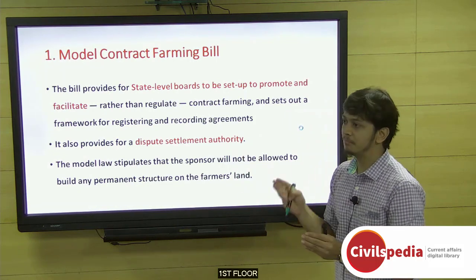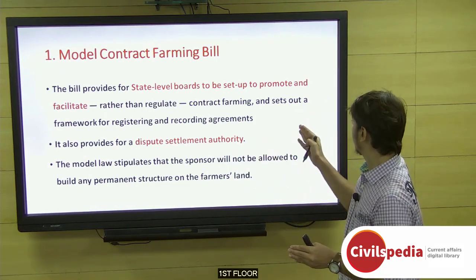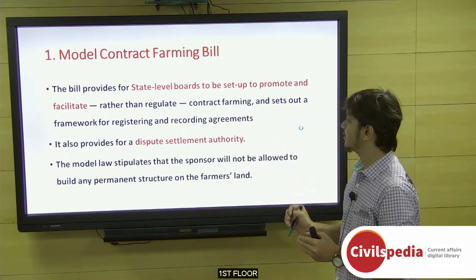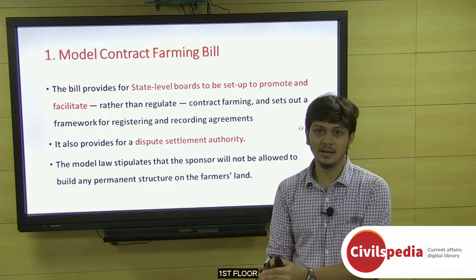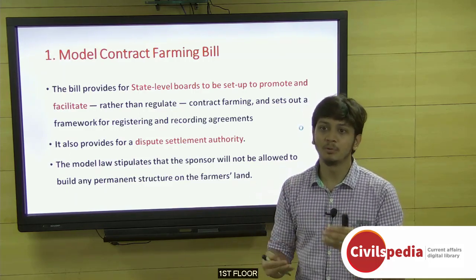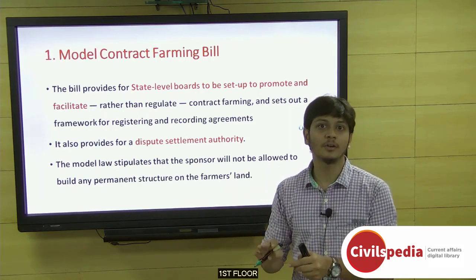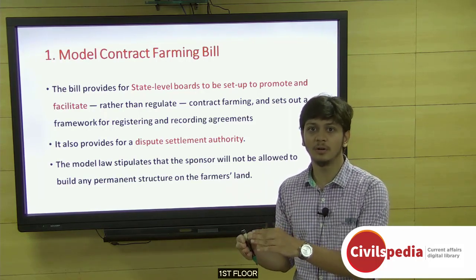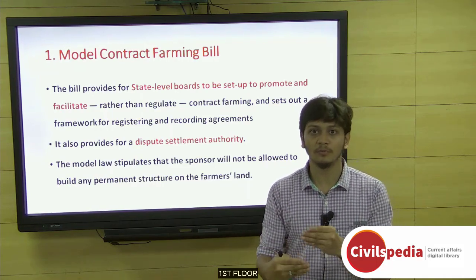The first point is that the bill provides for a state level board to be set up to promote and facilitate rather than regulate. So here they are promoting, they are creating a board in each and every state, whose primary task is to facilitate and improve contract farming in the state, rather than to regulate, to restrict, or to do other things which do not lead to growth of contract farming. The important object is to facilitate the growth of contract farming.